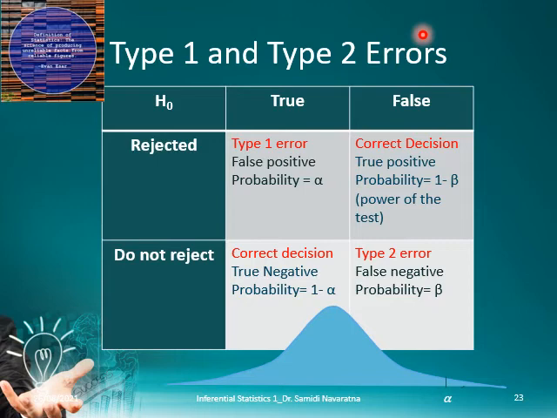So usually we denote the type 2 error rate by beta. So the remaining area under the curve will be then 1 minus beta, and that represents the statistical power.